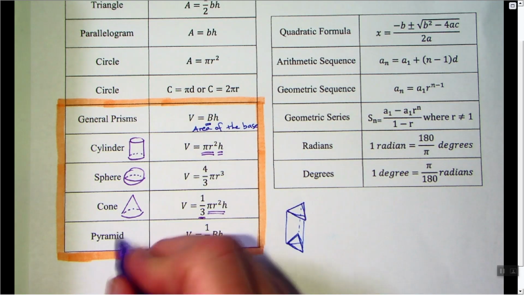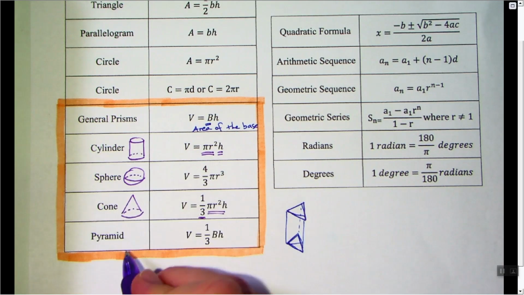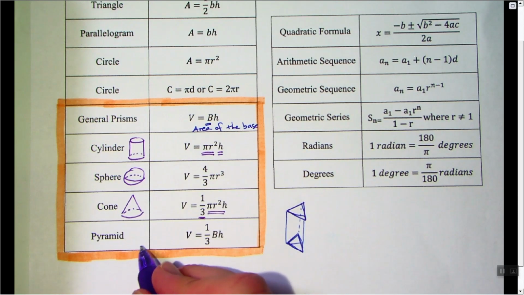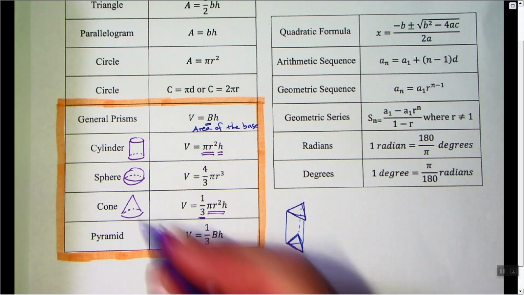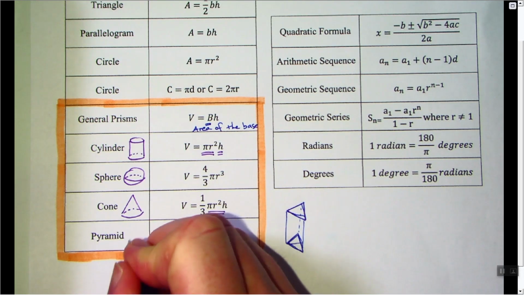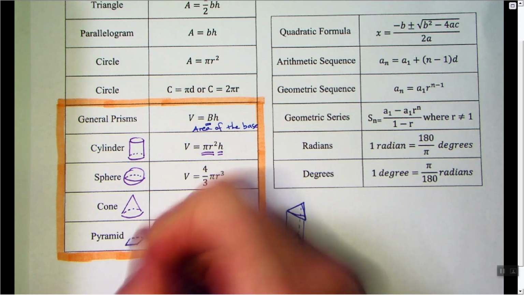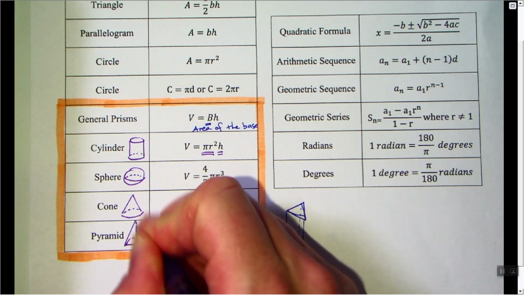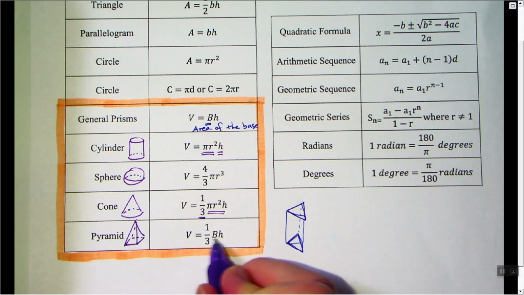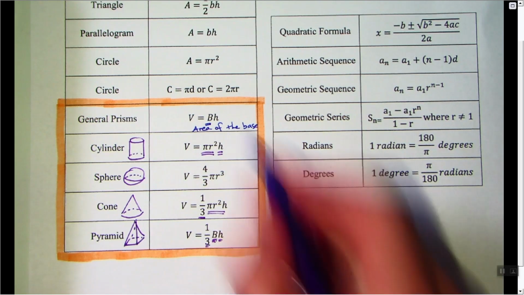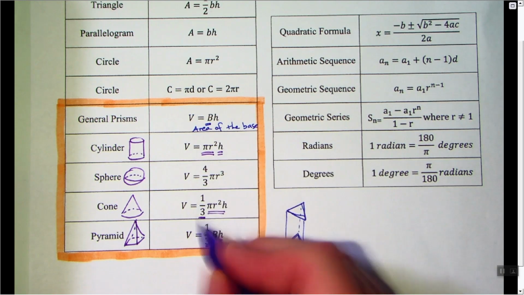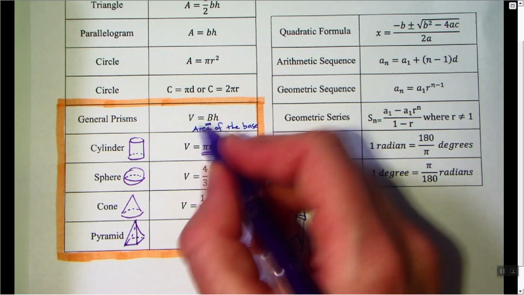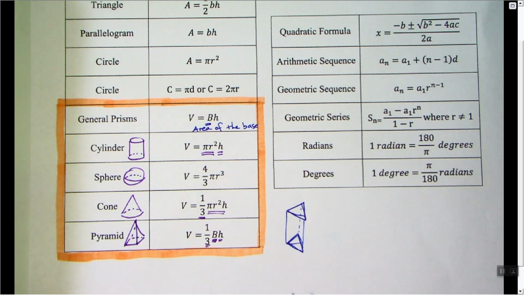Okay, the last one is a pyramid. Just like a prism, it can be a rectangular pyramid or a square pyramid or a triangular pyramid, but whatever it is, if it's a square pyramid, for example, then it's the area of the base, whatever the base is, times the height, times 1/3. It's very much like the 1/3 idea from a cone, linked with the idea of the volume of a general prism.